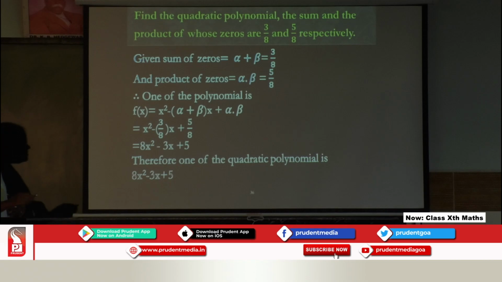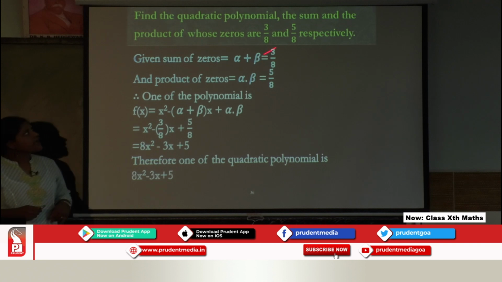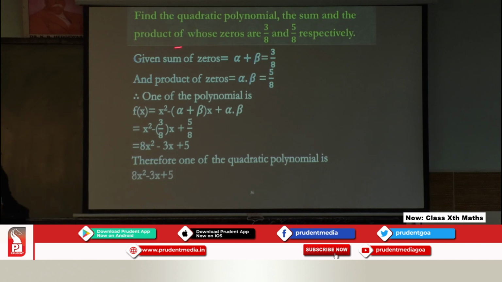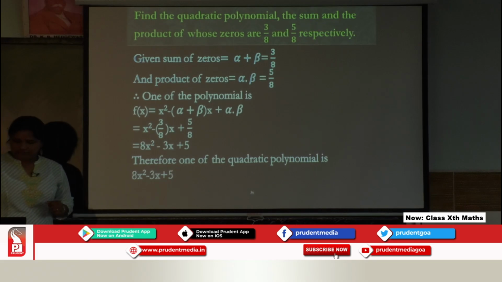Okay. So it's mentioned here 'one of the polynomials' because even this answer is acceptable, but since it is in the fraction form, I have written it in the standardized form. Okay. So this is one type where the sum of the zeros and the product of the zeros are given in the fraction form.